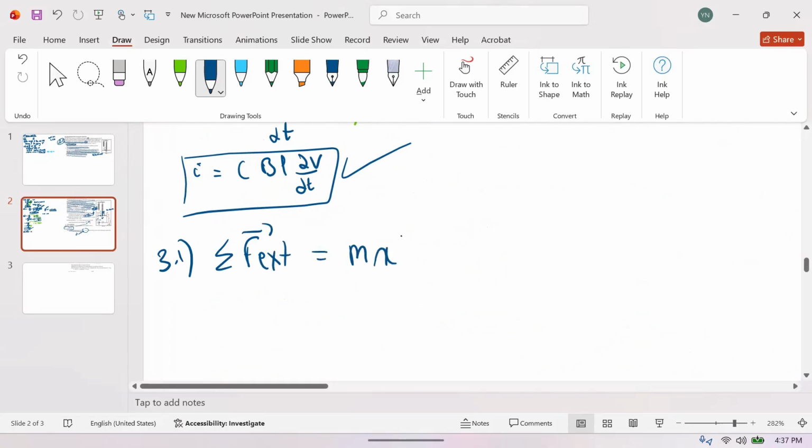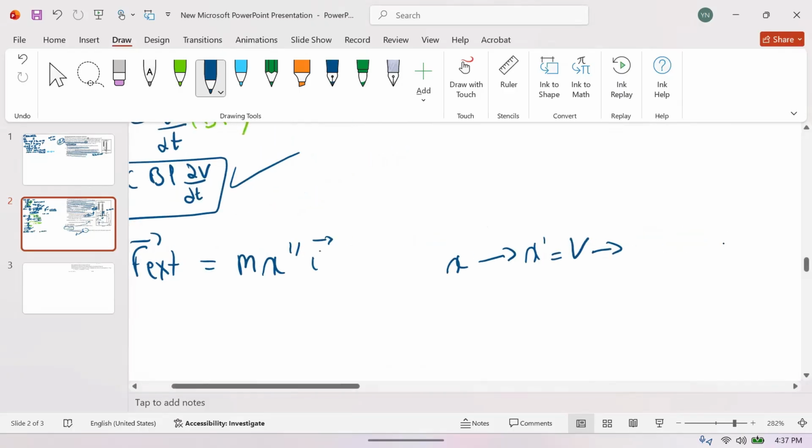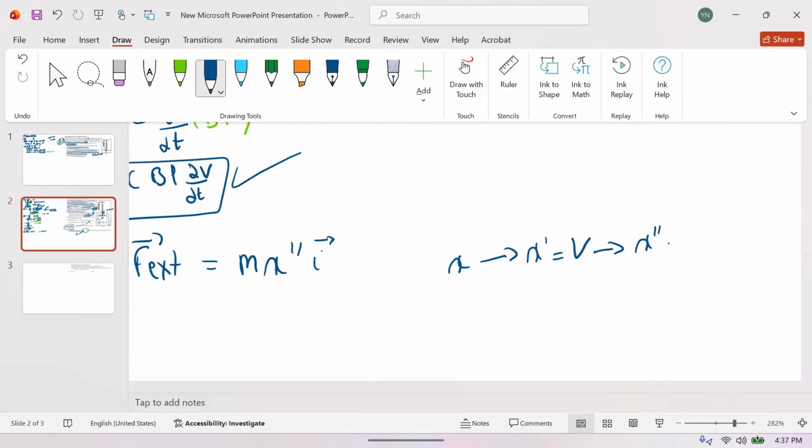We have the sum of the forces equals m x double prime, with x double prime being the acceleration. Because x is the position, its derivative, if we have a rectilinear motion, is v, and the derivative of v is x double prime, which is v prime, which is a. I'm talking about the rectilinear motion here, okay?